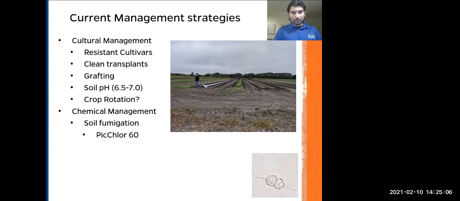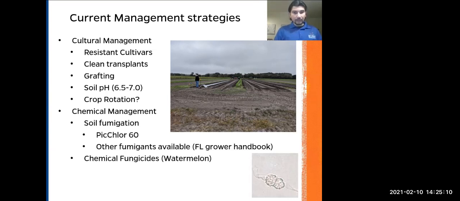Picrin 60 is a common one used, but there are other fumigants available in the Florida Grower Handbook. Chemical fungicides are used in watermelon that are applied through drench or drip, plus a follow-up foliar application. And I'll be talking about that a little bit later.